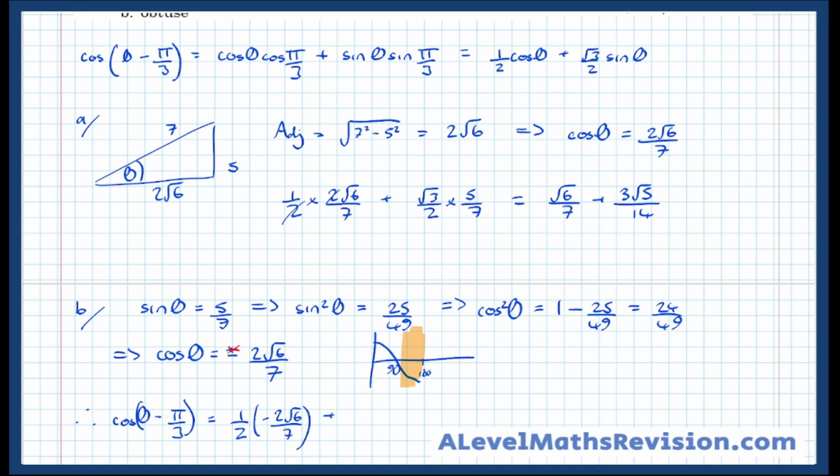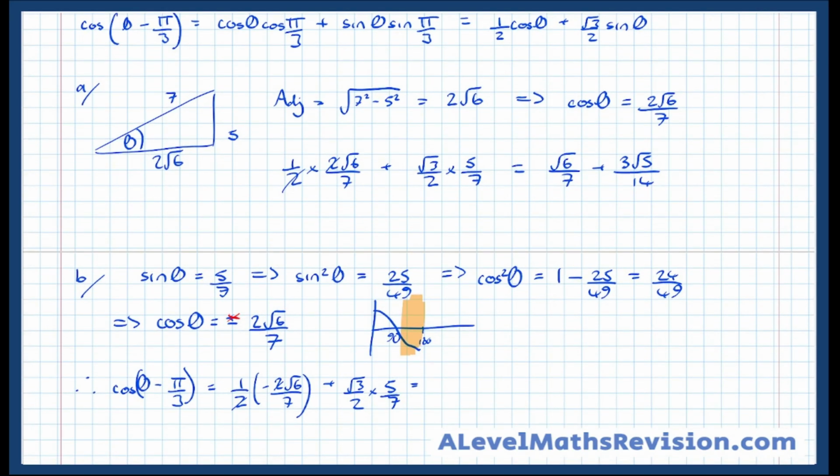plus root 3 over 2 times 5/7 again, just like before, equals, well, the 2's cancel, and that becomes minus root 6 over 7 plus, and that becomes 5 root 3 over 14.